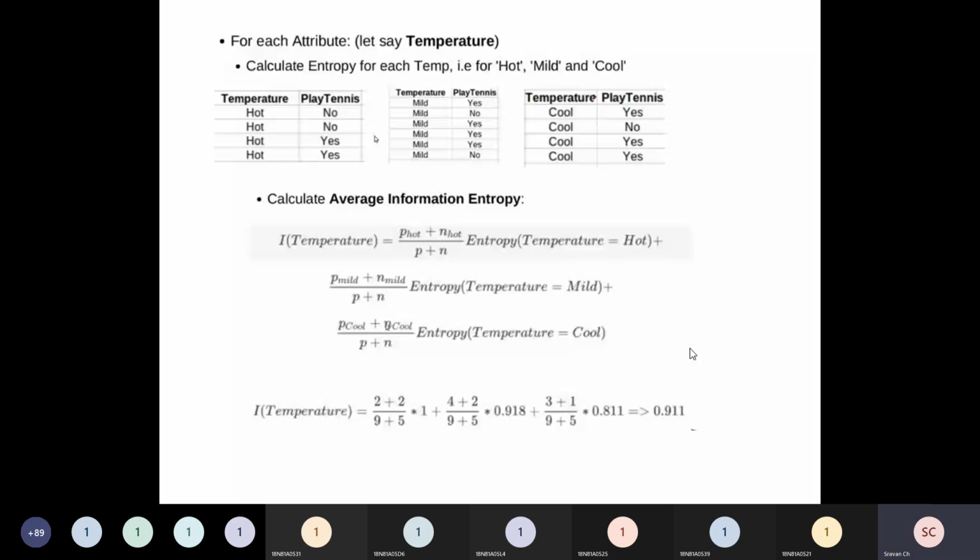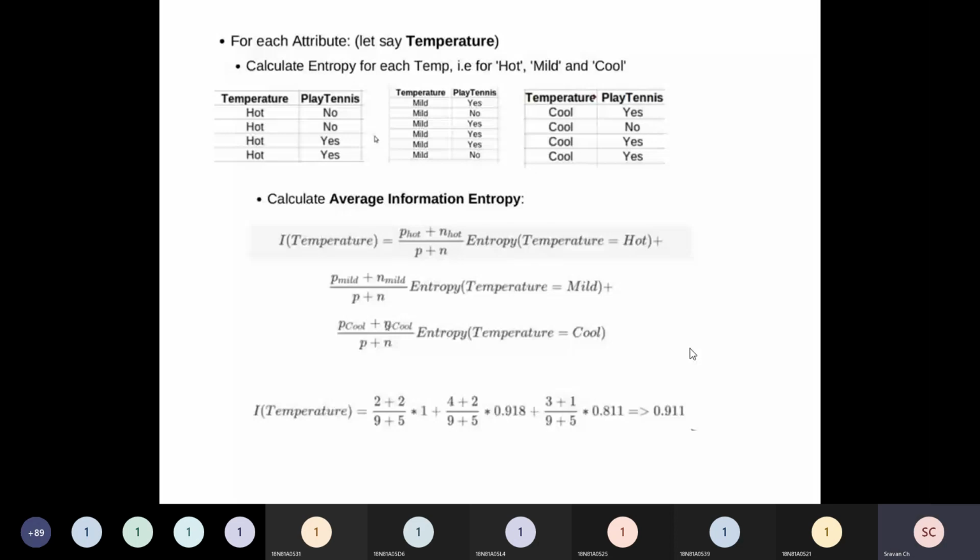Now if you observe the first table, by looking at the first table, you can tell what will be the entropy of temperature. If we have equal number of positive and negative examples, entropy will be 1. Right? We have noted it down in the definition of entropy itself. So if we have equal number of positive and negative examples, entropy of that particular parameter will be 1. So entropy of temperature, when the parameter value is hot, its entropy will be 1.